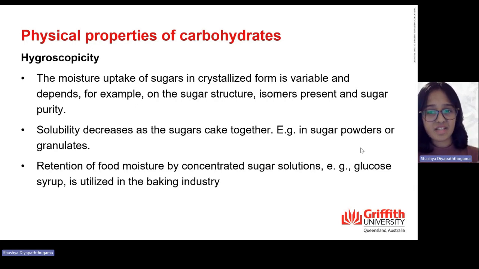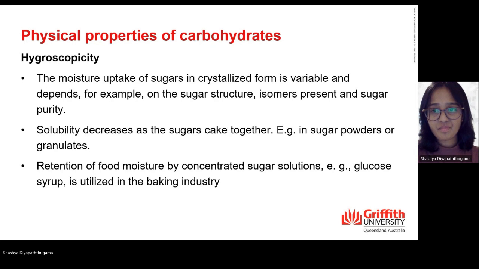And then these sugars have the ability to retain the moisture like this. They can attract water and retain that. This is used in bakery industry to make the food more soft, because the sugars can retain moisture, that makes the bakery products more soft, giving them a moist, soft texture.